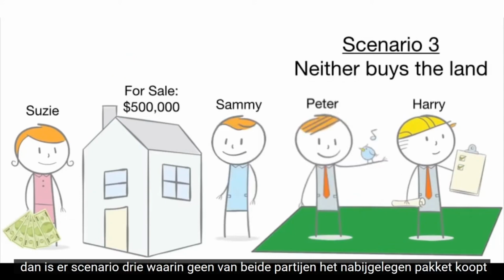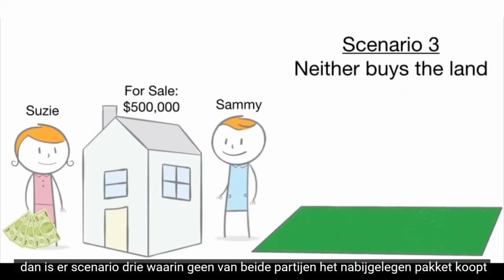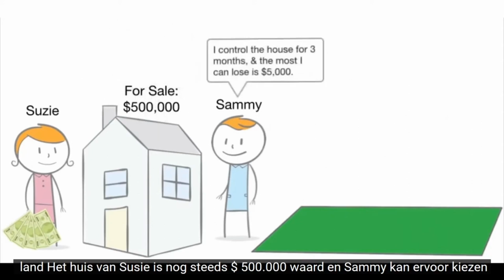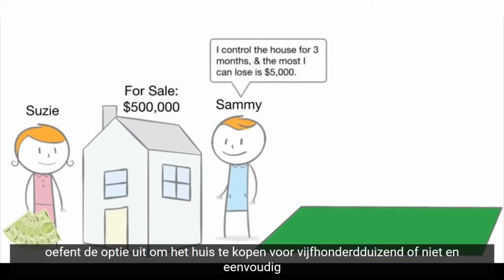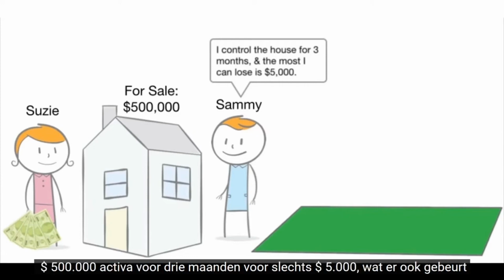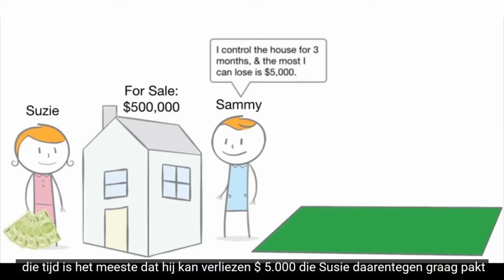Then there's scenario 3, where neither party buys the nearby parcel of land. Susie's house is still worth $500,000, and Sammy can elect to exercise his option to buy the house for $500,000 or not and simply walk away from the deal, losing only $5,000. In effect, Sammy is controlling a $500,000 asset for 3 months for only $5,000. No matter what happens during that time, the most he can lose is $5,000.